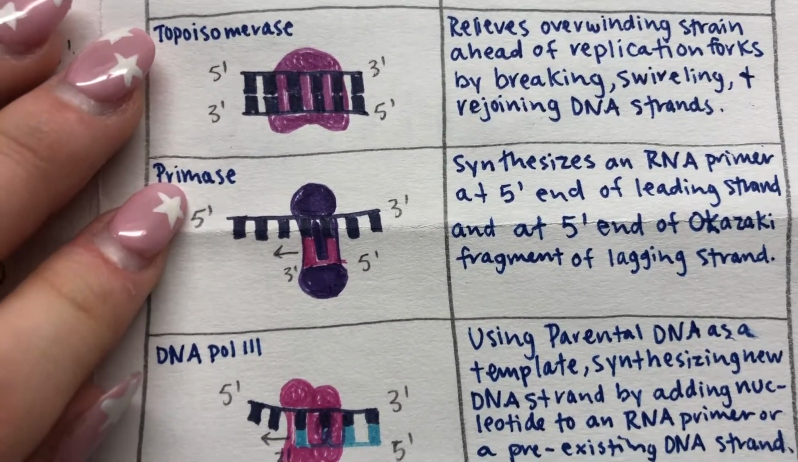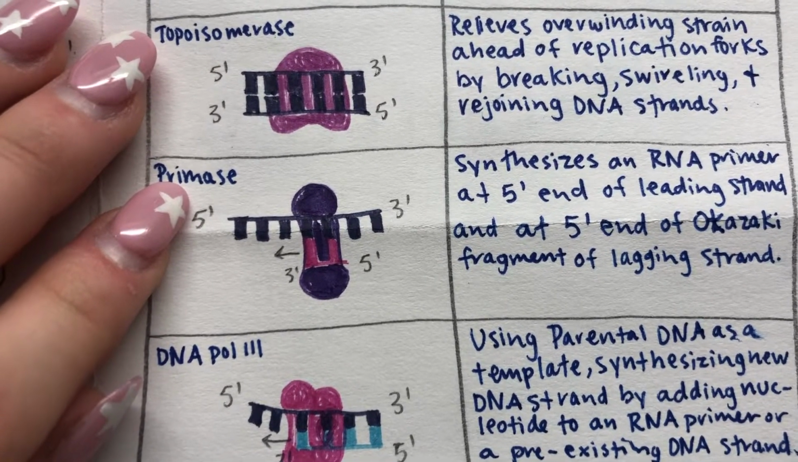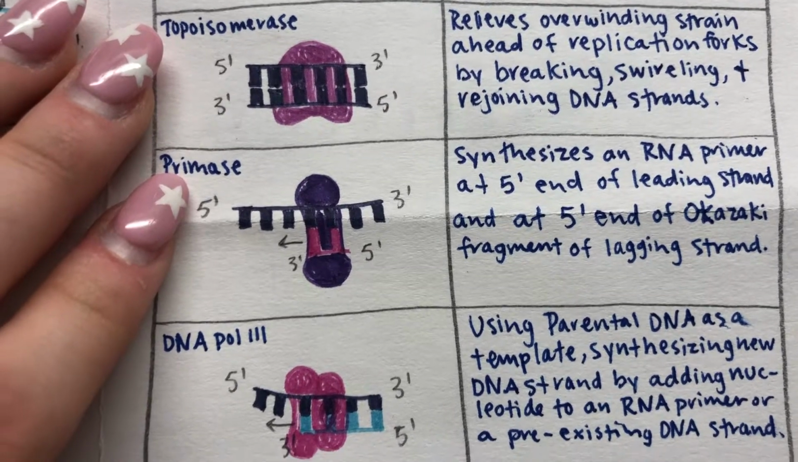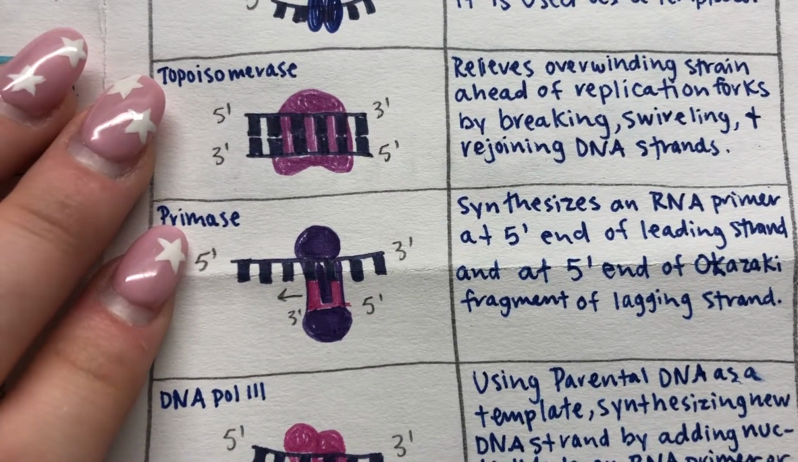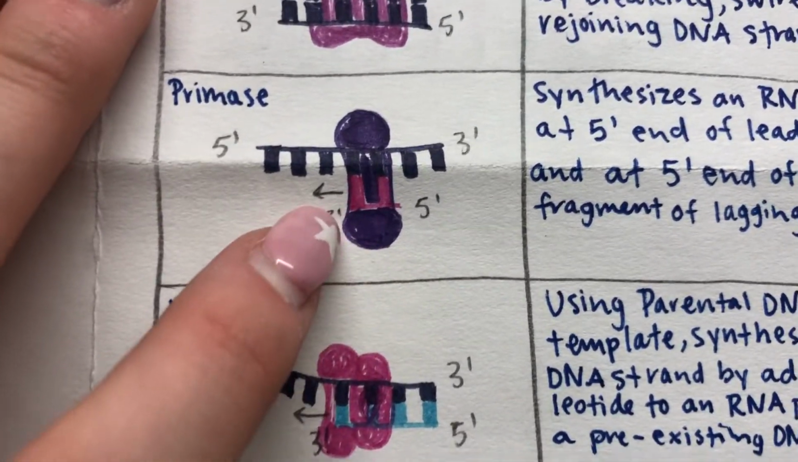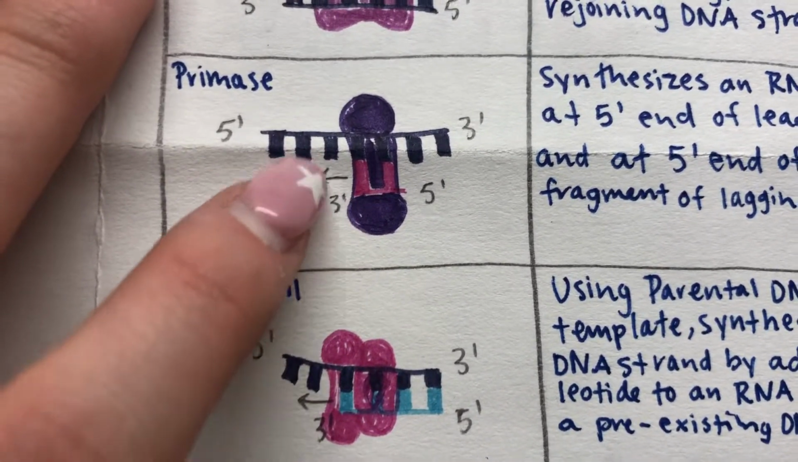Primase. This synthesizes an RNA primer at the 5' end of the leading strand and at the 5' end of each Okazaki fragment of the lagging strand. So, just primes it up. Basically it just puts little RNAs down.